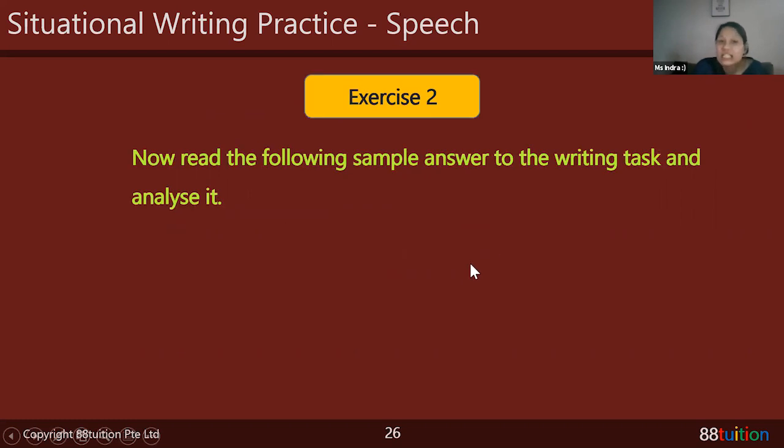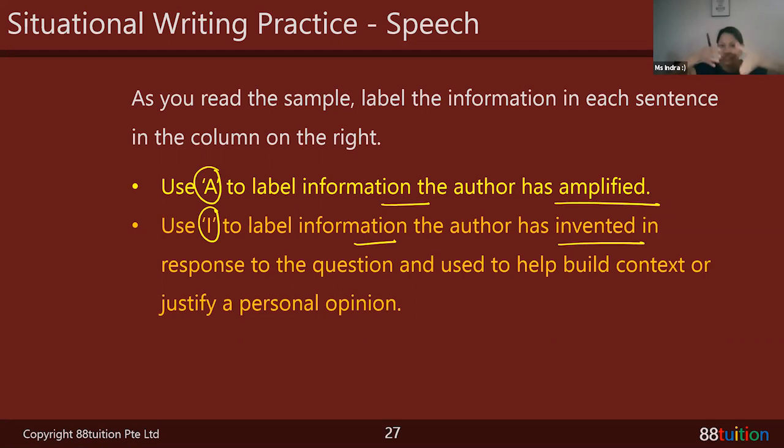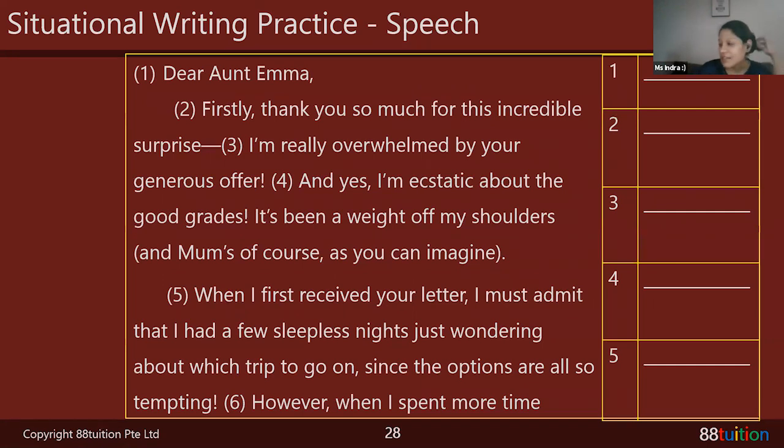Now we read the sample essay, in response to that particular situational task. We will use A or I in our answers to demonstrate what kind of information the author has amplified or what kind of information the author has invented. Remember, invented means that we don't know anything about it. Amplified means that we just touched on the point and expanded on it basically. Now let's have a go.